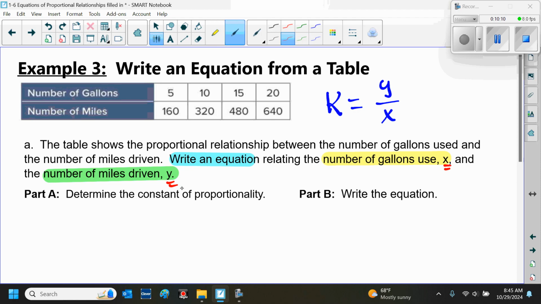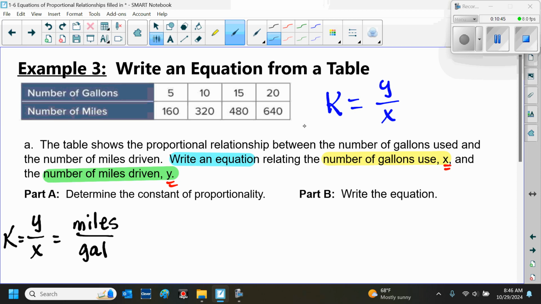So when we do y over x, it's going to be miles over gallons, okay? It doesn't always go in the order that it says it in the problem, okay? So we're comparing y over x. This is going to give us our k. So k is equal to y over x. Y is the number of miles driven over x, which is the number of gallons, okay?